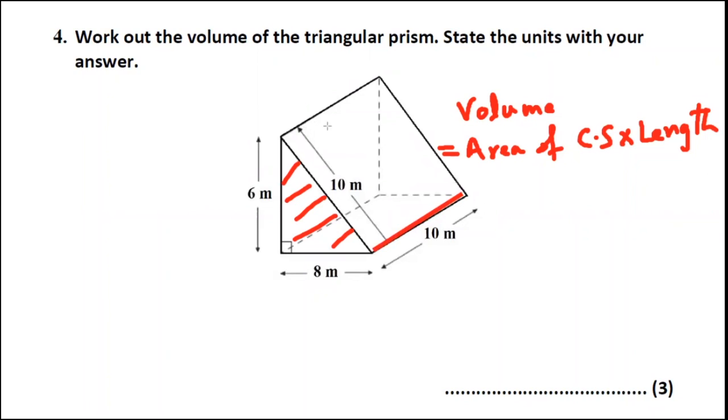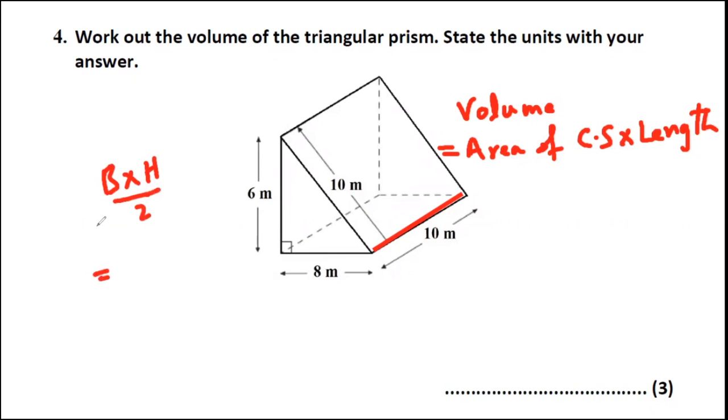So let's first work out the area of the cross section. Why do I think that this is a cross section? This triangle is a cross section because this is a face which goes all the way through from one side to the other. And I can see that there is a triangle on either end of the shape. To work out the area of a triangle, we know that the formula is base times height divided by 2.